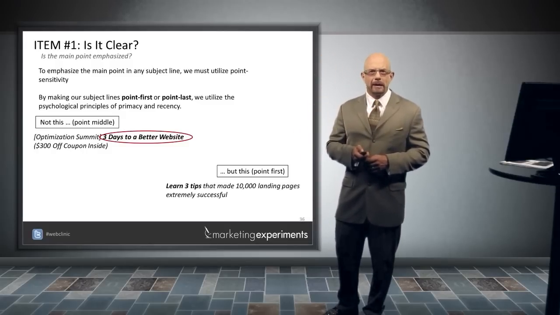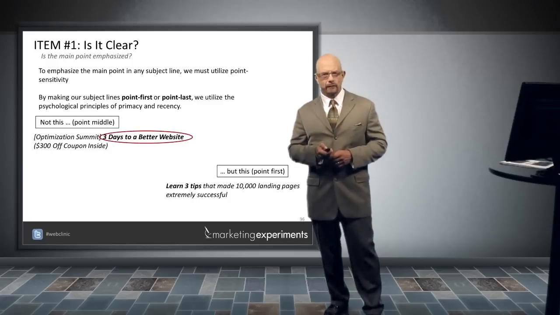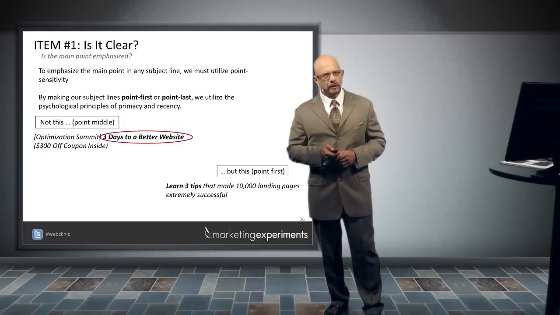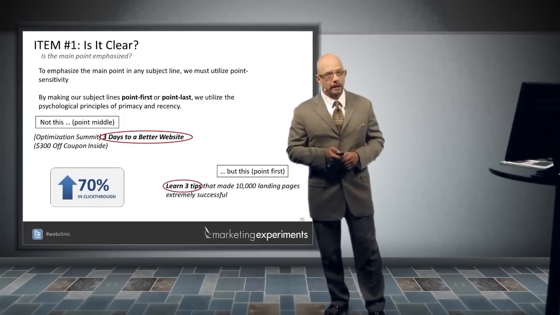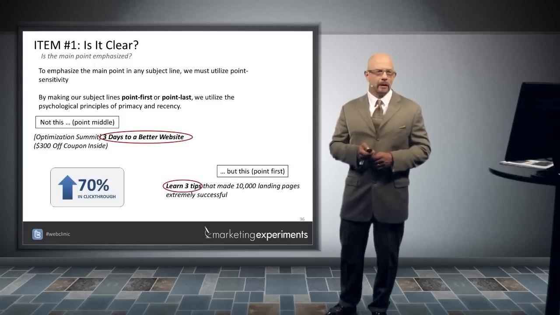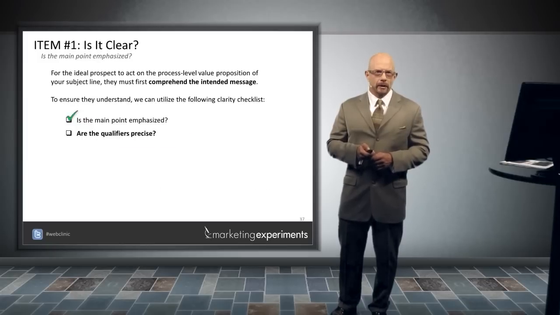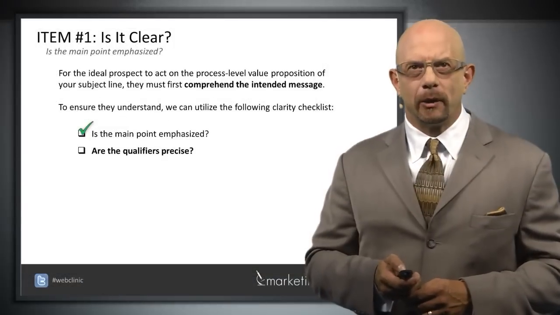"Learn 3 tips that made 10,000 landing pages extremely successful." Do you see the difference? The 3 tips is right at the front. The point first structure gets more attention and it helps people get to a result. What's the difference? A 70% increase. Again, it's just science.